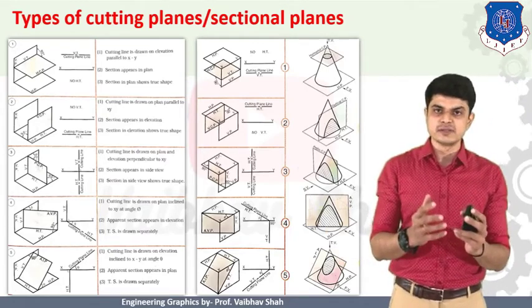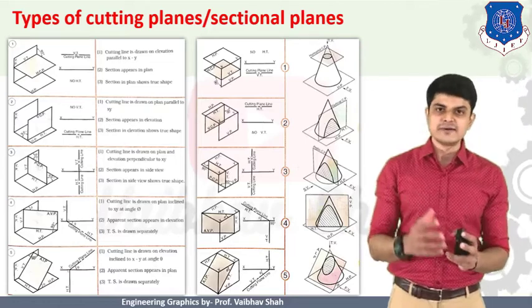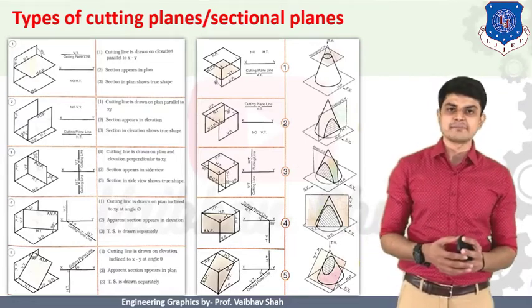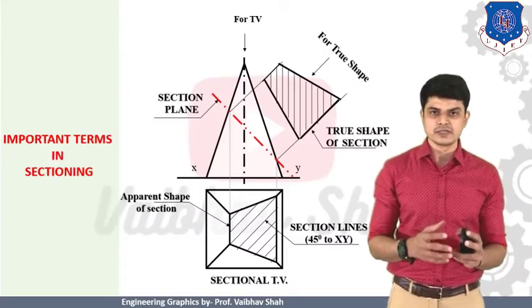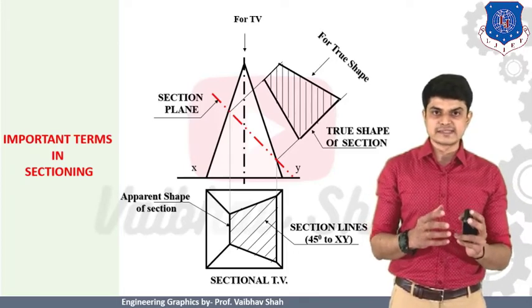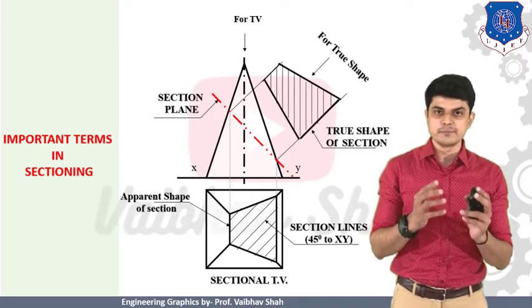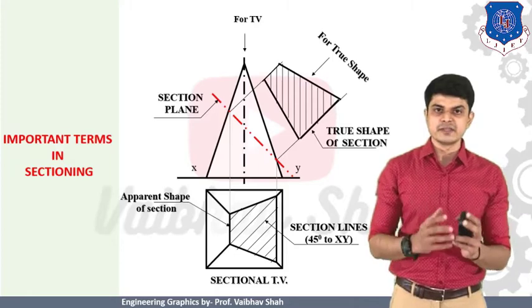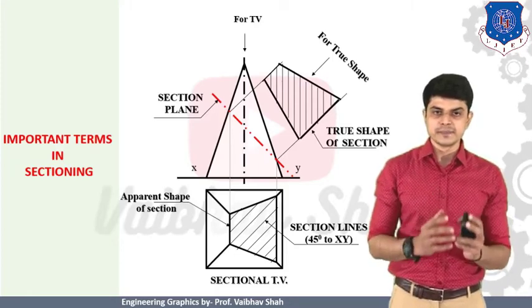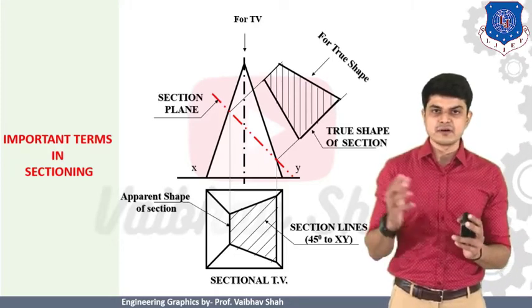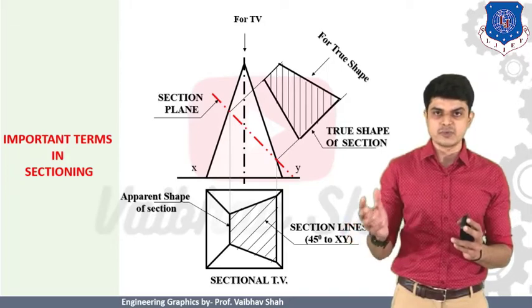We need to solve the example for that, right? So now let us go ahead and see one of the examples based on section of solids. But before moving to the example, let us understand a few of the important terms associated with sectioning of an object. So now let's suppose I have an object which is nothing but a square pyramid.